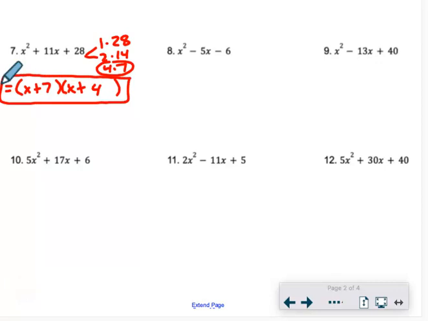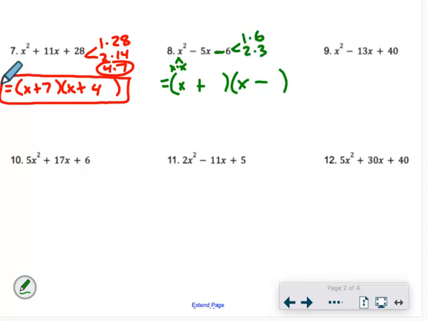Number 8 is a negative final term. So I know right away that I need 1 plus sign and 1 minus sign. It doesn't matter what order those are in, but I know that that's what I need right away. X squared is still just x times x, so there's not much going on for that piece until the next row down. And then we're looking for the factors of 6 that are 5 apart.